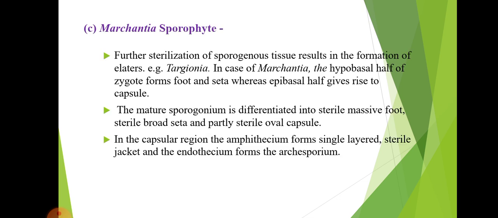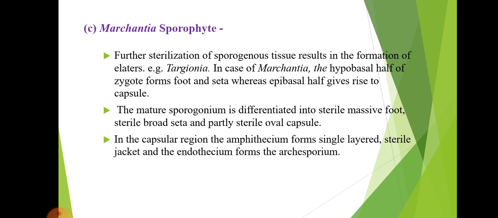Third one is Marchantia sporophyte. Further sterilization of sporogenous tissue results in the formation of elaters, for example Targionia. In case of Marchantia, the hypobasal half of the zygote forms foot and seta, whereas the epibasal half gives rise to the capsule.